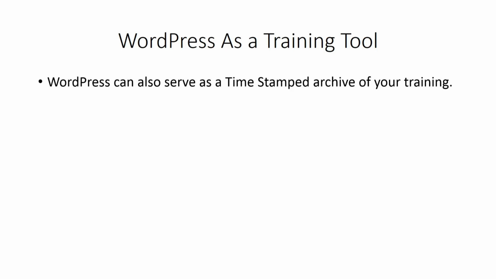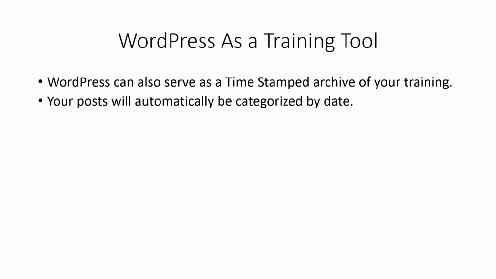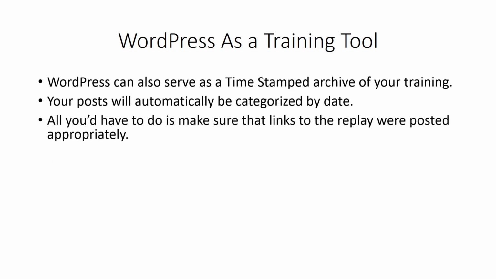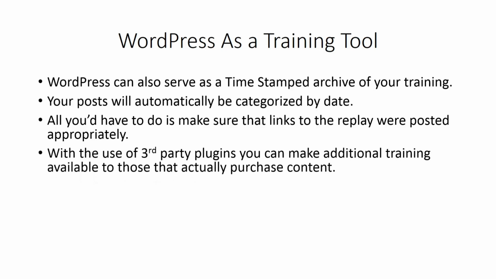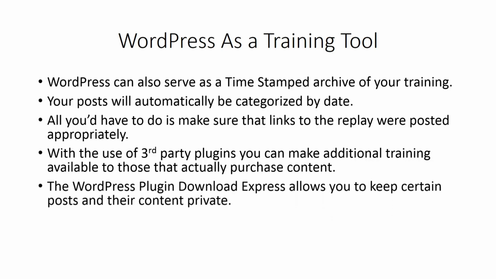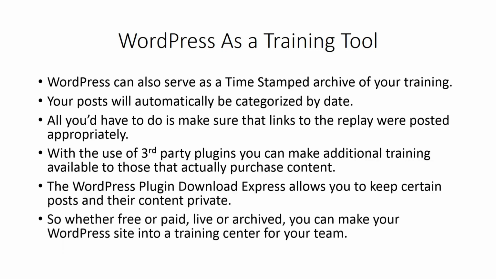Now, WordPress can also serve as a time-stamped archive for your training. Your posts will be automatically categorized by date. All you'd have to do is to make sure that links to the replay were posted appropriately. With the use of third-party plugins, you can actually make additional training available to those that actually purchase some of the content. Now, the WordPress plugin, Download Express, allows you to keep certain posts and their content private. So whether free or paid, live or archived, you can make your WordPress site into a training center for your team.